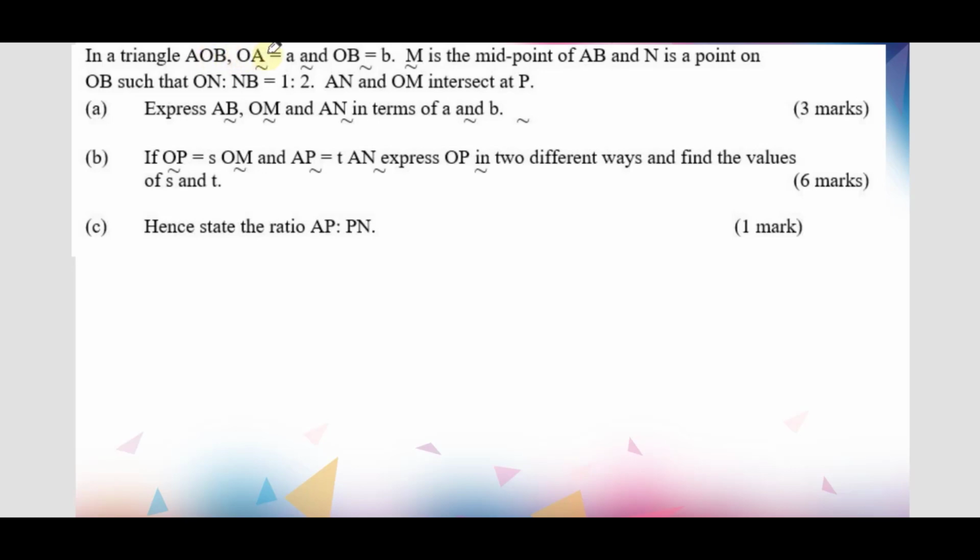In a triangle AOB, OA is equal to vector A, OB is equal to vector B, M is the midpoint of AB, and N is a point on OB such that ON to NB is 1:2. AN and OM intersect at P. Questions that follow: A. Express AB, OM, and AN in terms of A and B, 3 marks.